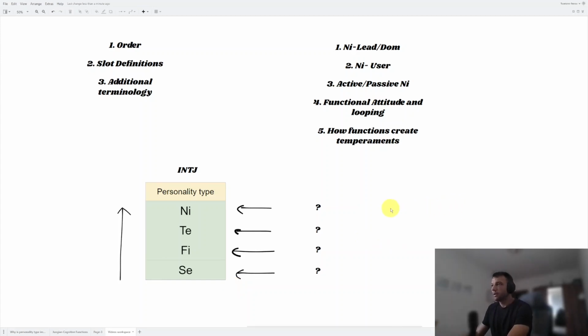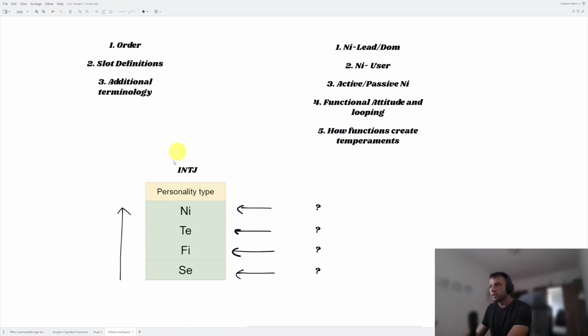Hi guys, welcome back. In this video, we're going to talk about the Jungian Cognitive Function stack. So we're going to look at the stack and discuss what its parts are, what each slot represents, what it is called, the most common naming conventions, as well as some additional terminology that we're going to use later on in this series. So let's start with the stack now.